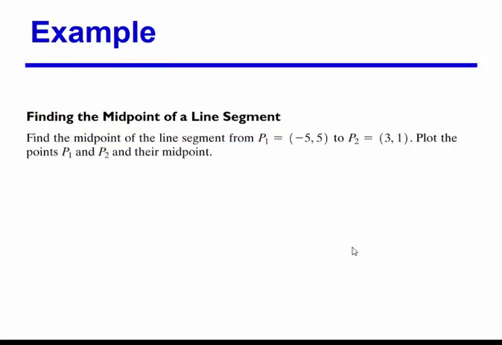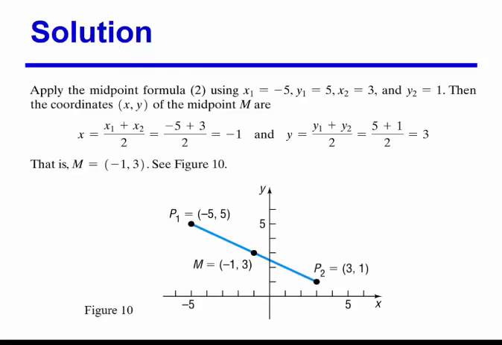P1 is (-5, 5) and P2 is (3, 1). We're going to plot the points and find the midpoint. x becomes -5 plus 3 divided by 2, which is -1. y is 5 plus 1 divided by 2, which is 3. So here's point 1, point 2, and here's the midpoint.